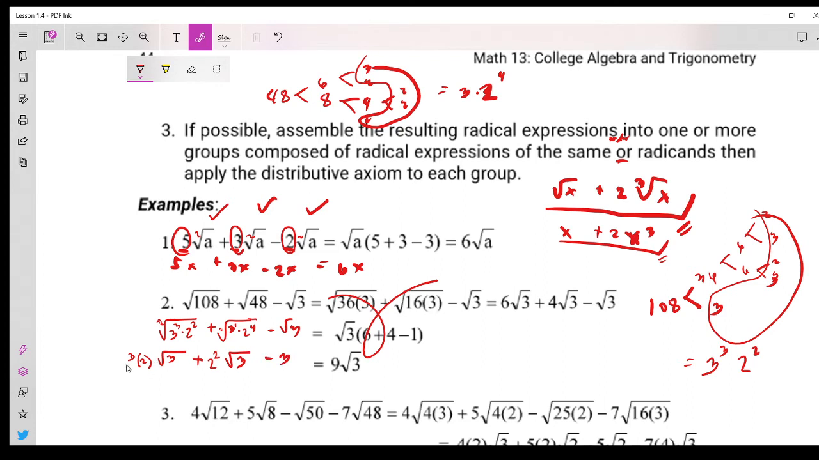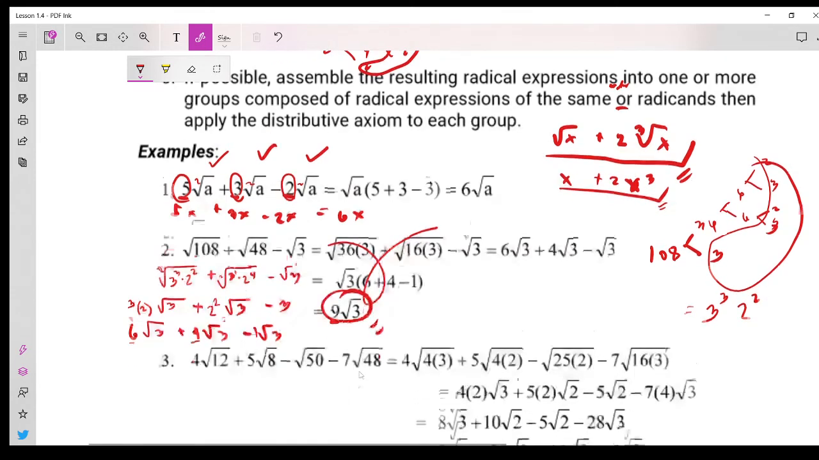So simplifying this one is just 6 square root of 3 plus 4 square root of 3 minus square root of 3. So what we're going to do next is, it's already simplified, class, but we can still combine these 3 terms because they are similar radicals. So we just add and subtract the coefficients. So 6 plus 4 is 10, minus 1, it's 9, and then copy the radical, you have your square root of 3. So final answer.